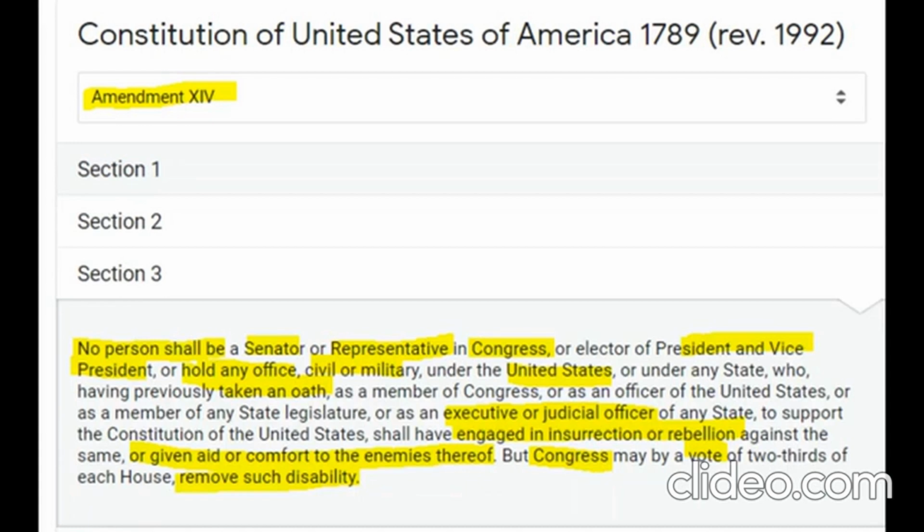Notice, if they are engaged in insurrection or rebellion, Congress will remove the disability. So if a citizen achieves being appointed to Congress, they will be removed. Or notice, given aid or comfort, if one of their people helps the enemy, aka the citizens, they will be removed.